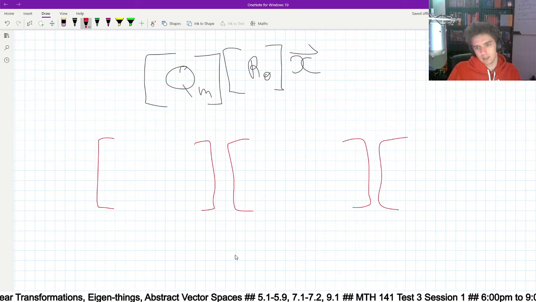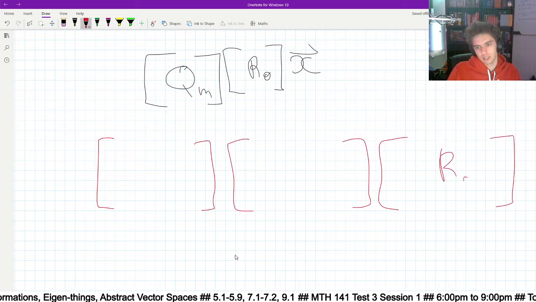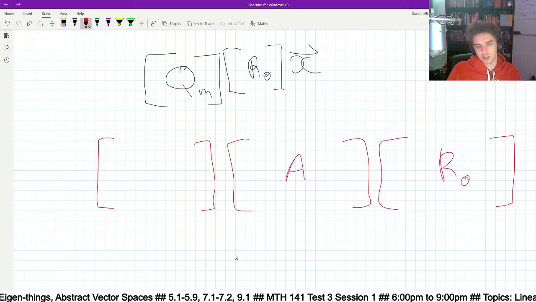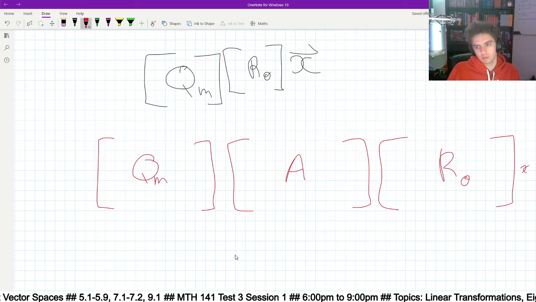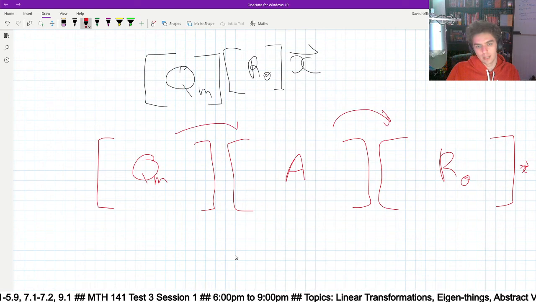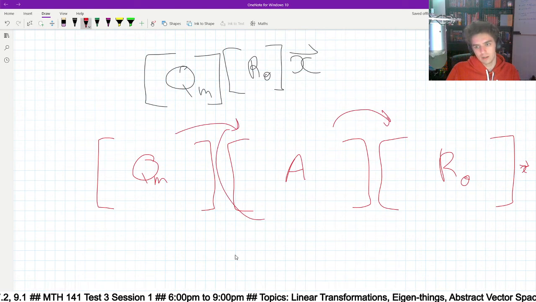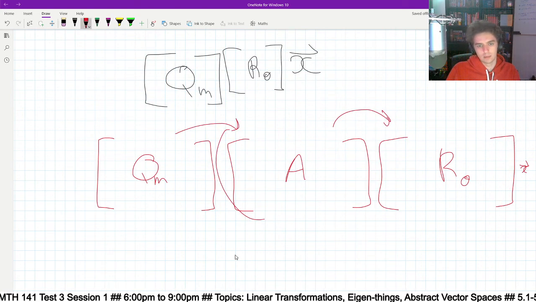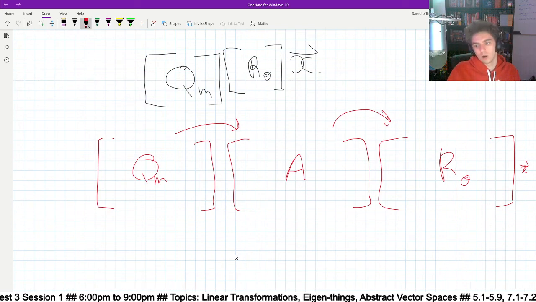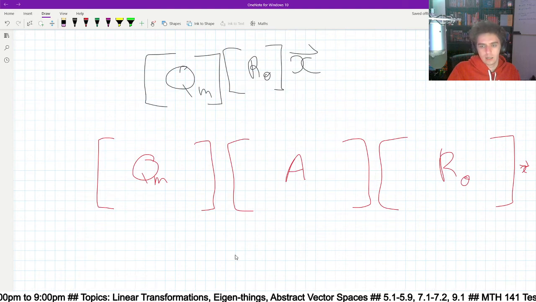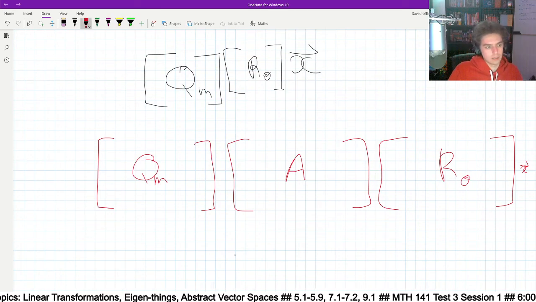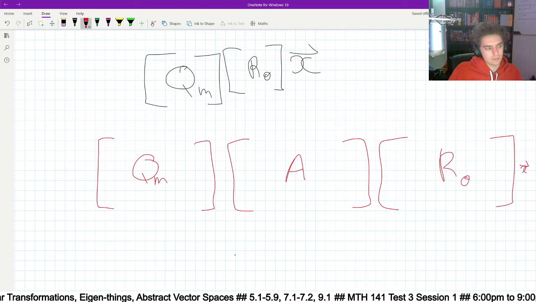So if you want this to be like, here's a rotation by theta, here's just a transformation A, and here's a reflection over M, right? Well, you just do it. You either multiply these two, and then multiply that with that, to get the matrix representation, or just multiply the vector through, which is the same thing, really. So yeah, they could definitely stack a couple on top of each other.